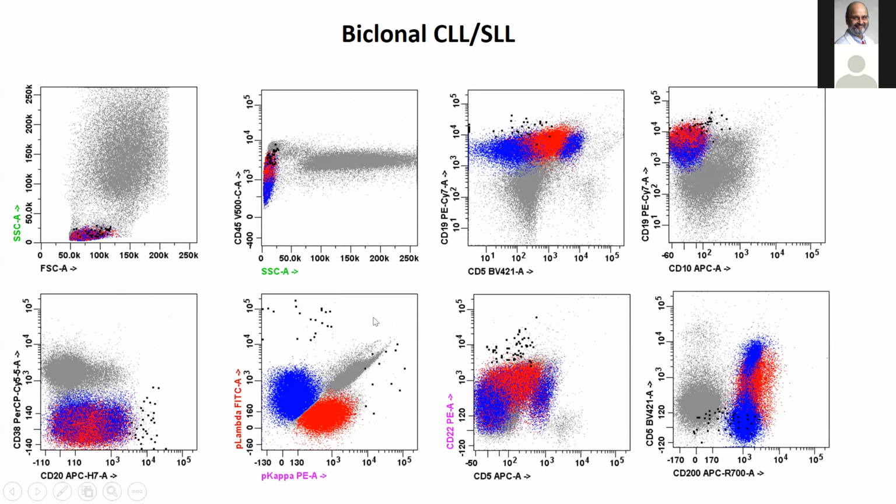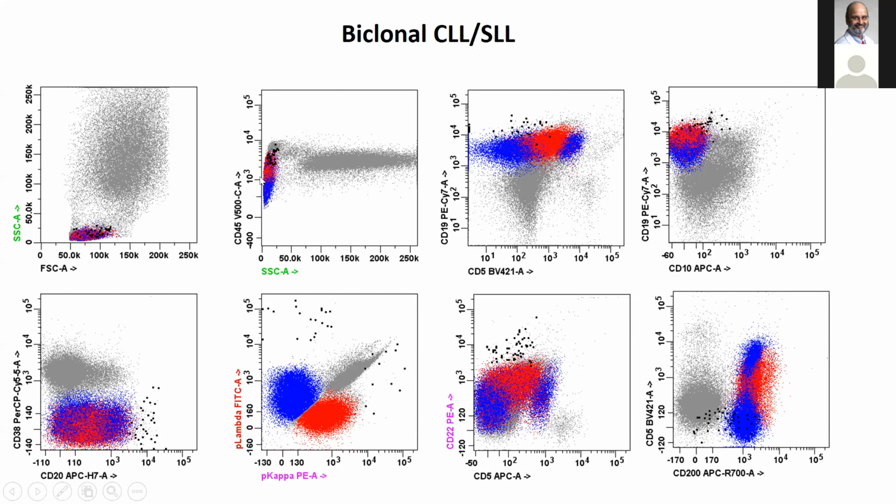All right, here's another nice example of a biclonal CLL. This time, the polytypic B cells are painted in black, and our monotypic populations are painted in red or blue. And you can see the overall features are, again, characteristic of chronic lymphocytic leukemia, small lymphocytic lymphoma. The red population is nicely CD5 positive. The blue population is partial positive. And you can see they have opposite immunoglobulin light chain expression.